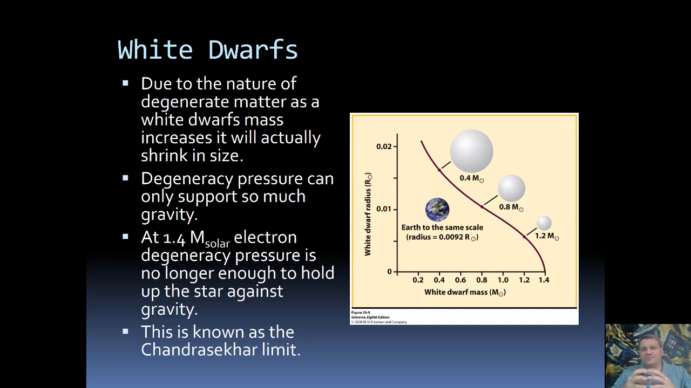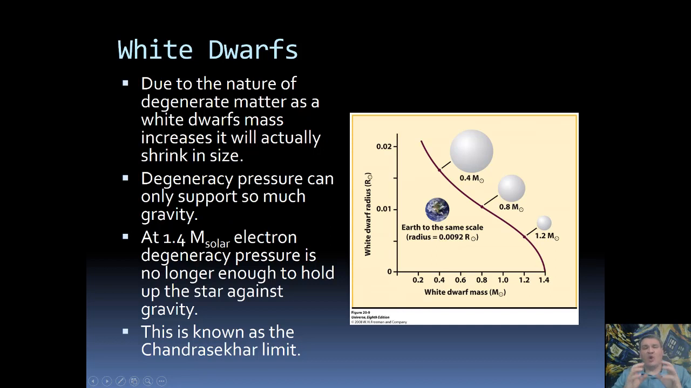We can see this by looking at this graph. Up and down, we have the radius of the white dwarf, and along the bottom, we're looking at the mass of the white dwarf. Right here, we're looking at a white dwarf with 40% the mass of the sun. At 40% of the mass of the sun, it is larger than the Earth. At about 80% the mass of the sun, it's about the size of the Earth. Then at 1.2 solar masses, it's smaller than the Earth, closer in size to something like Mars.